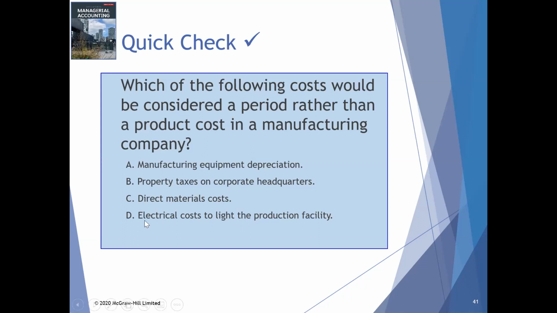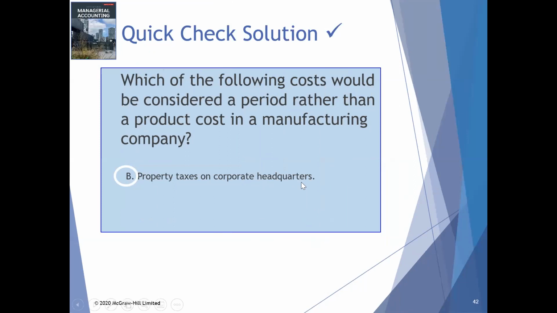So all these, A, C, and D, we cannot say are period costs. So the period cost is property tax on the corporate headquarters. That is the period cost, the period cost that will come under the income statement.